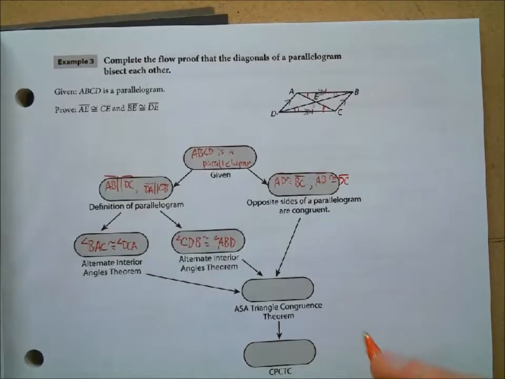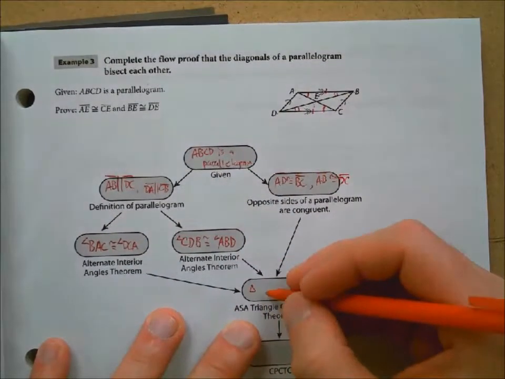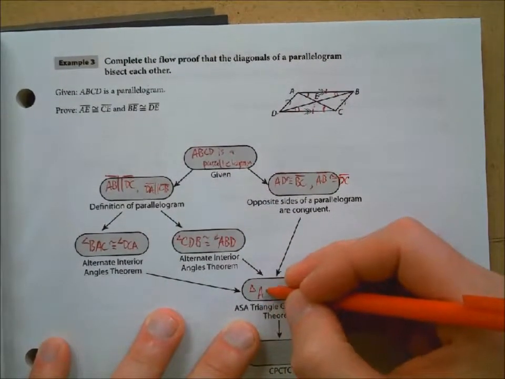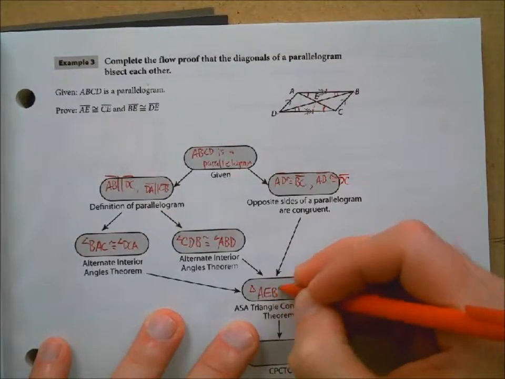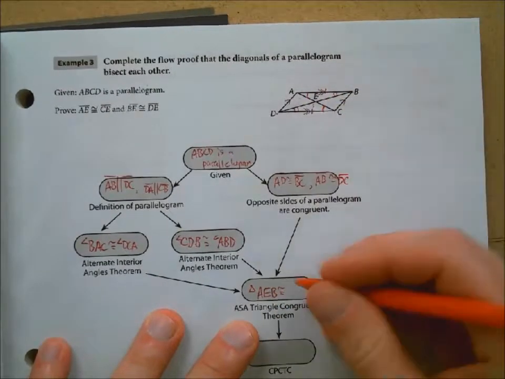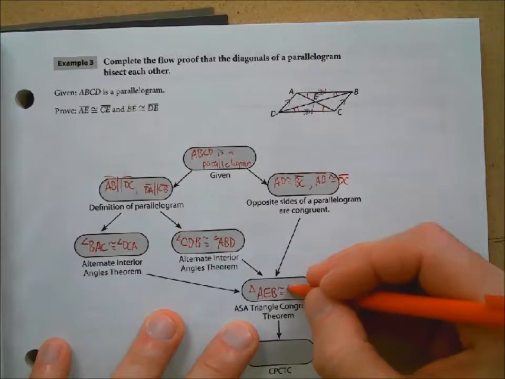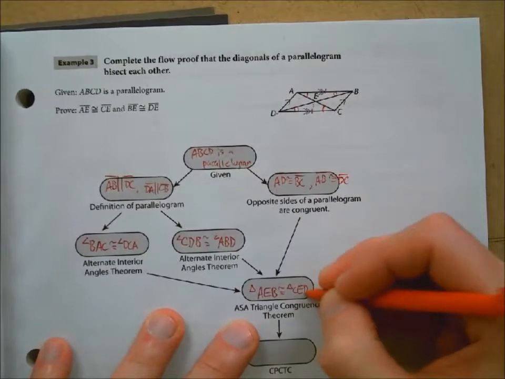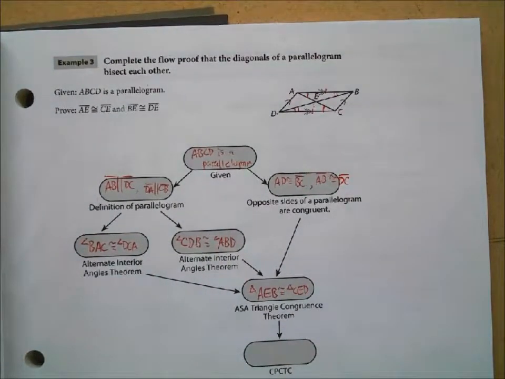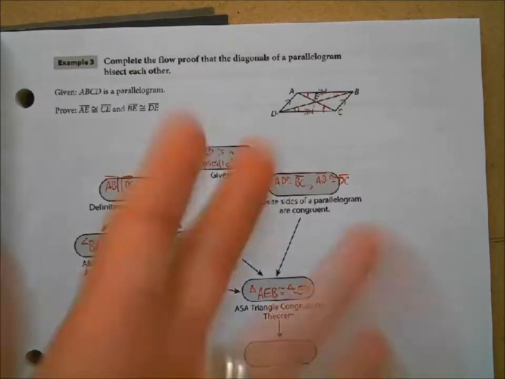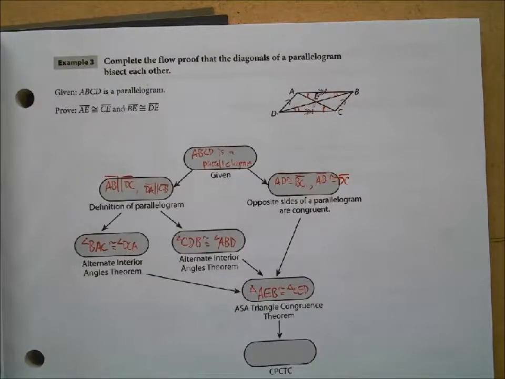And so we'll name our two triangles here. Triangle AEB is congruent to triangle CED. So you can see why we spent so much time trying to prove triangles congruent. It's very powerful and useful, especially with quadrilaterals and parallelograms, getting these properties.